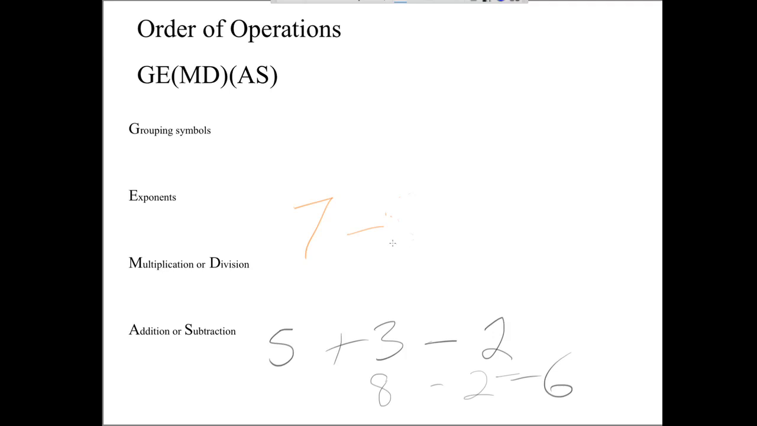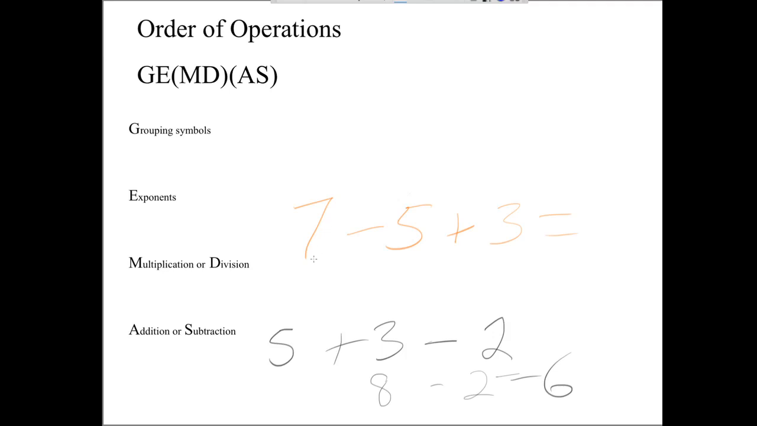May not be able to erase it, but I can do better. 7 minus 5 plus 3. And what does that equal? Now, if I had 5 plus 3 is equal to 8, and 8 from 7 would be negative 1.